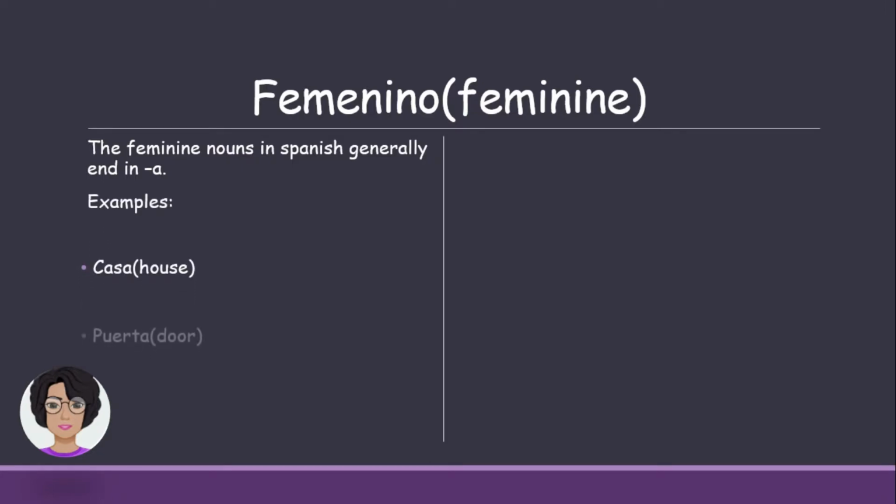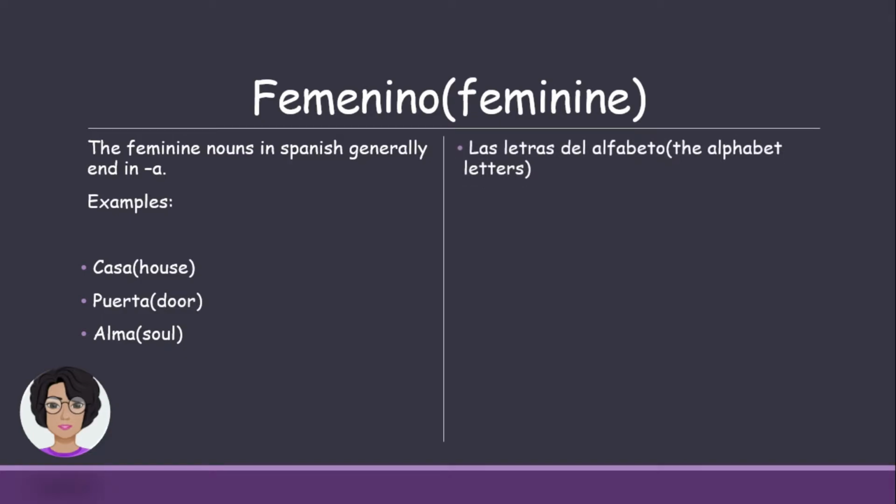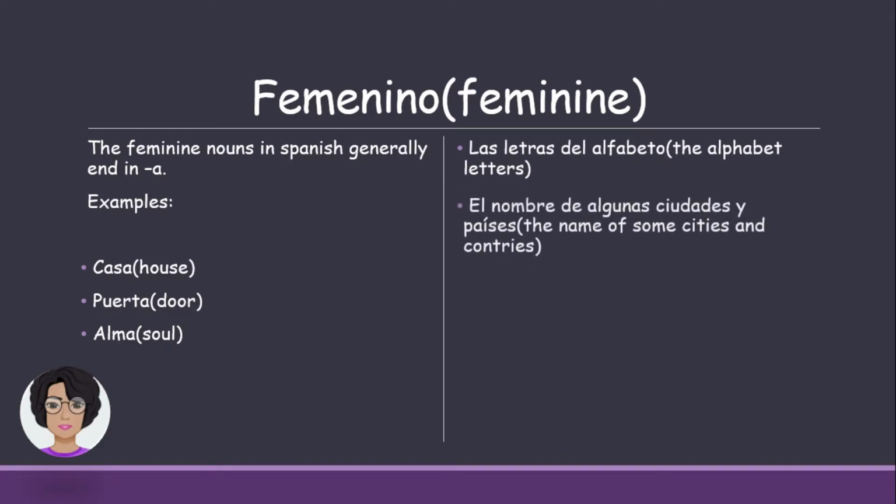Casa, puerta, alma. As well, las letras del alfabeto and el nombre de algunas ciudades y países, those are feminine as well.